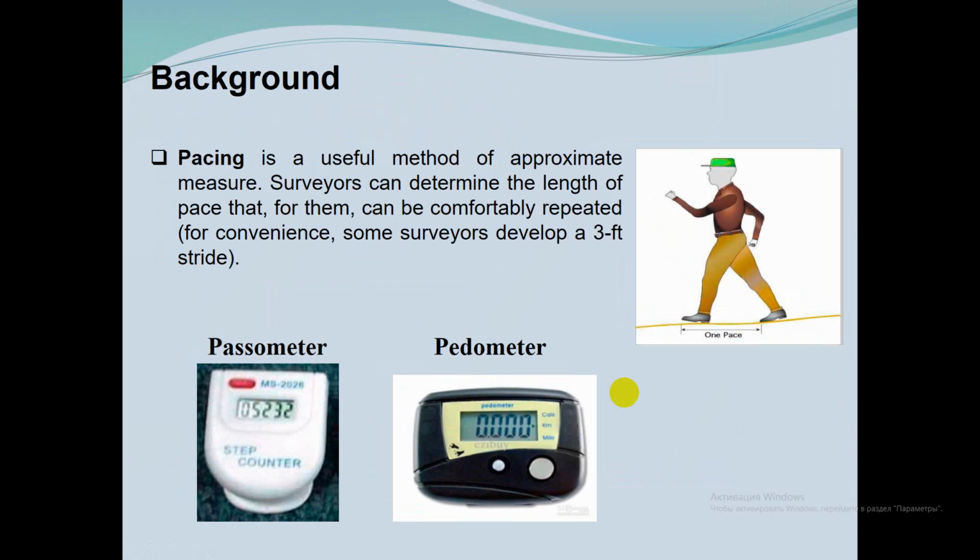So, how to determine distance? Pacing is a useful method of approximate measure. Surveyors can determine the length of the pace that for them can be comfortably repeated. For convenience, some surveyors develop a 3-foot stride. To determine pace, you can use a pacometer and pedometer.